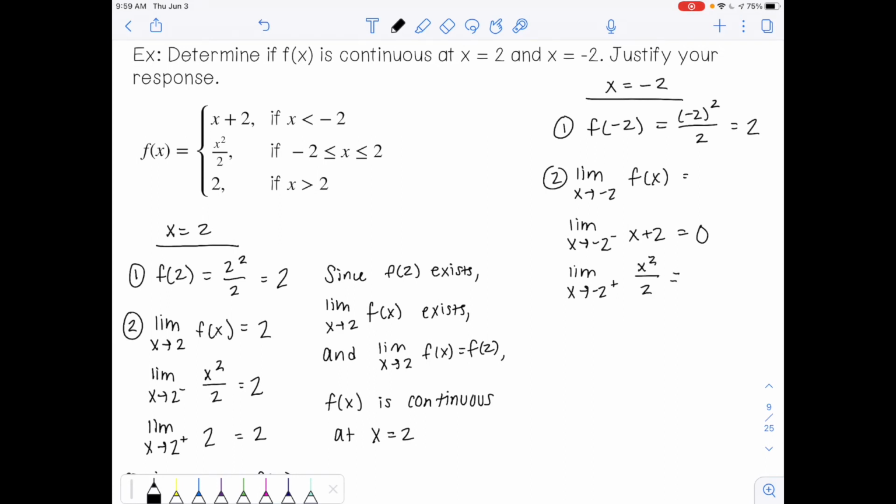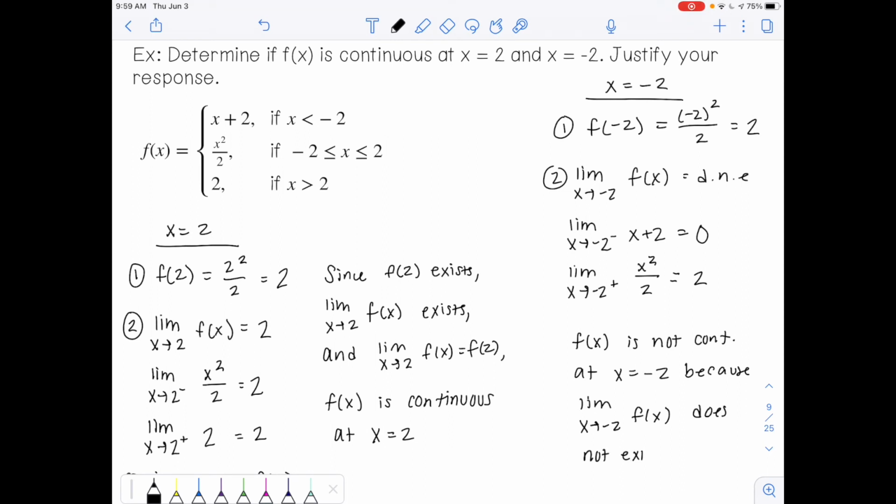Now, I know that the limit from the right is going to equal the same thing as the function value, because that's going to put me into the branch where I evaluated f of negative 2. So we can say that f of x is not continuous at x equaling negative 2, because the limit as x approaches negative 2 of f of x does not exist. So that fails the second condition. It also technically fails the third condition, because since the limit doesn't exist, it can't possibly equal the function value either.